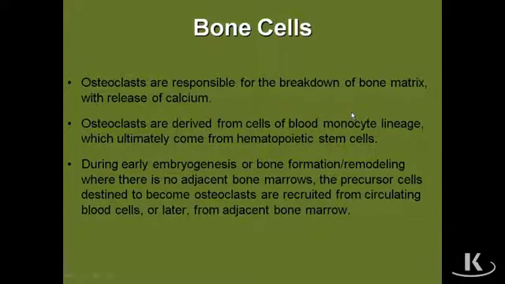During early embryogenesis or bone formation or remodeling, where there is no adjacent marrow, the precursor cells that give rise to osteoclasts are recruited from circulating blood cells, and later, basically when the marrow cavity appears, they will be derived directly from hematopoietic cells in the bone marrow.